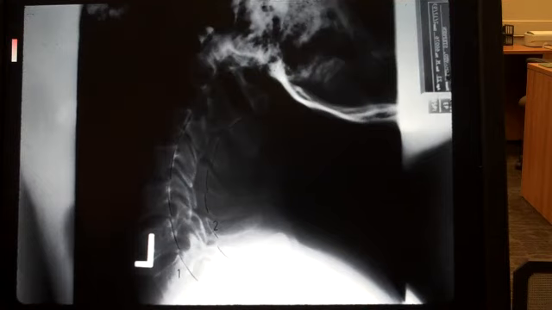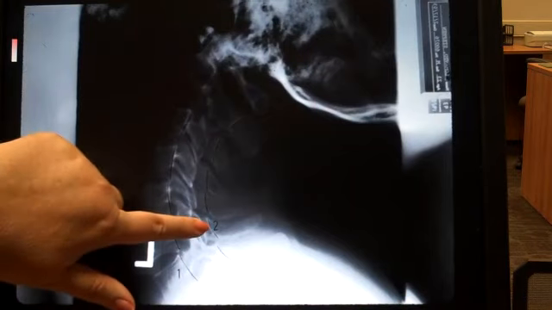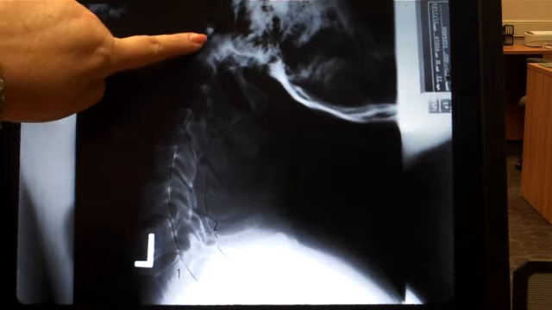So those are the three things that we look at on the extension view. Number one, George's line. Number two, posterior cervical line. And number three, the ADI.